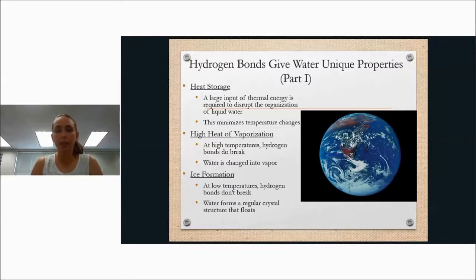Ice formation. At low temperatures, hydrogen bonds don't break. Water forms a regular crystal structure that floats. So when water is liquid, the hydrogen bonds are breaking and reconnecting and reforming, and they're very fluid and they're going all over the place, and some water's closer together and some's farther apart, but it's very fluid. When it turns to ice and they harden, they form basically crystals, and those bonds spread out and do not move anymore and do not break. This actually makes water less dense as a solid than it is as a liquid.